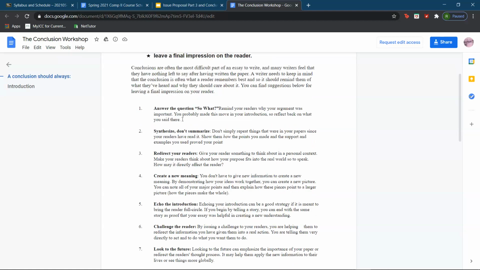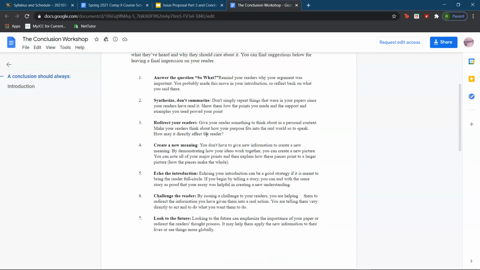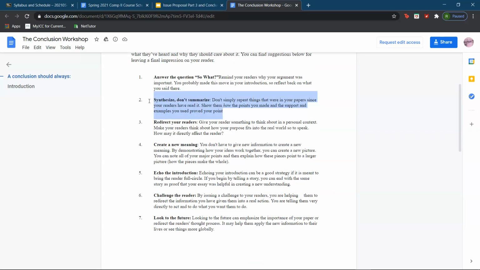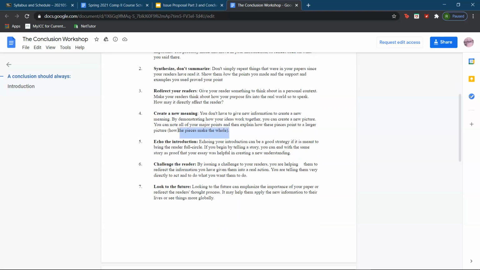So how do you leave those final impressions on the reader? Some things to consider is answer the question, so what? Remind your readers why your argument was important. And it's important to synthesize but don't summarize, and to create a new meaning.